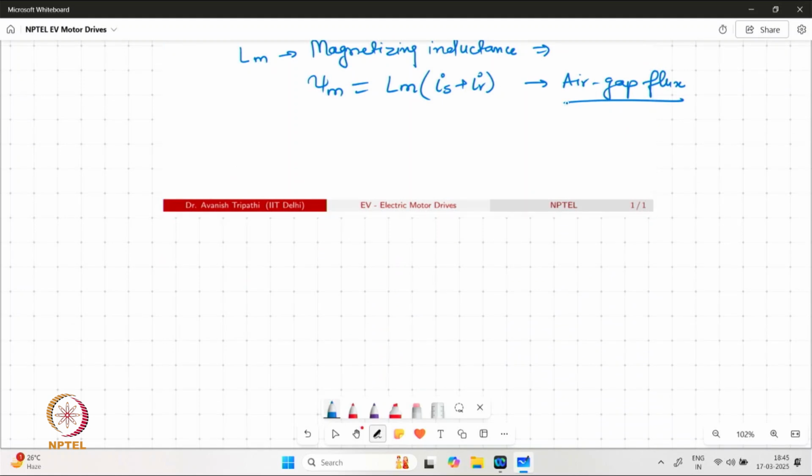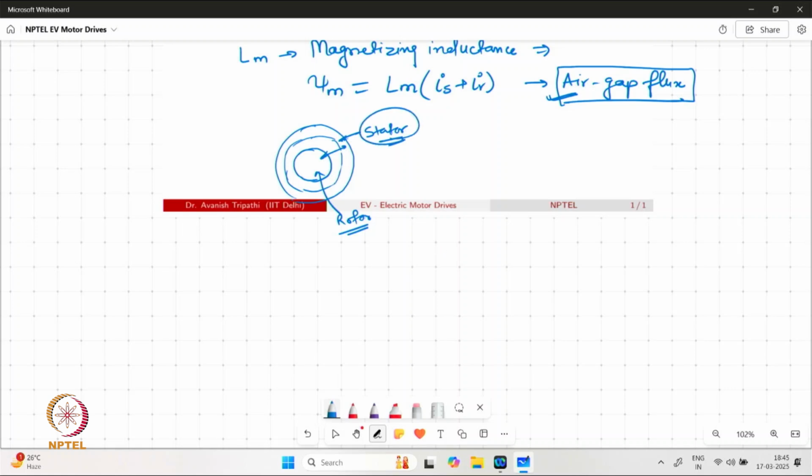Now, as we proceed further, we have different parts associated with the machine. We have the stator, we have the rotor, and when we are talking about the air gap flux, we are essentially talking about the flux which is linking the stator and rotor. Now, if we have to define the flux associated with the stator, which means the stator flux, we need to define first the stator inductance.